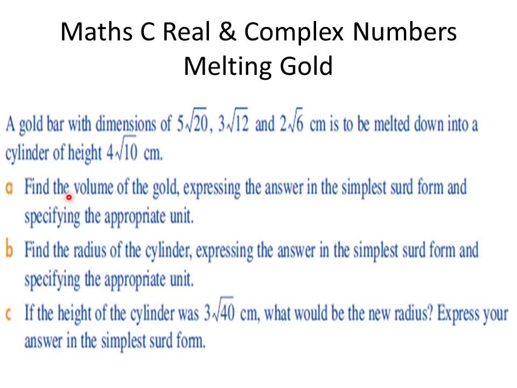So they have three parts. They have to find the volume of the gold, and express it in the simplest surd form and specify the appropriate unit. Part B is to find the radius of the cylinder, expressing the answer in the simplest surd form and specifying the appropriate unit. And Part C, the third part, is if the cylinder height was changed to 3 root 40 centimetres, what would be the new radius? And again, expressing the answer in the simplest surd form.